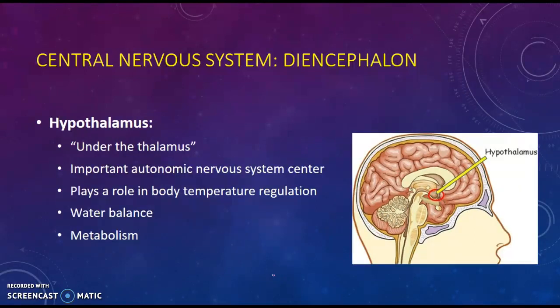Then we have the hypothalamus, which is going to be underneath the thalamus. Anytime you see hypo, it means less or under. So this is going to be right underneath the thalamus, and this is an extremely important structure. It's really important for your autonomic nervous system, which, remember, autonomic sounds like automatic. So these are things that you don't have to worry about, like your water balance or temperature. The hypothalamus is often called the thermostat of the body because it's really able to control your body temperature.